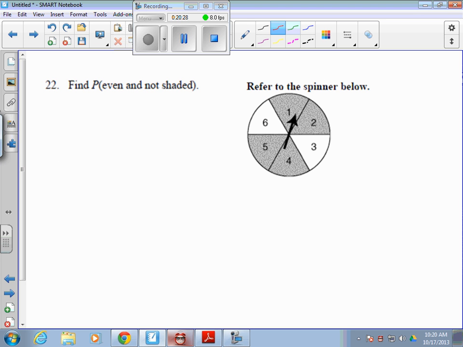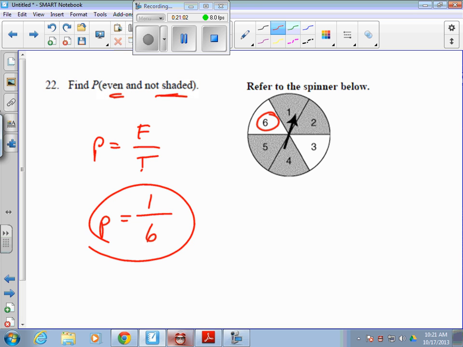And then the spinner was missing off of 22, so copy down the spinner. You don't have to be an artist to copy it down. Just copy it quick. It's the same spinner as last week. It says even and not shaded. Again, there are 6 total outcomes. Probability is still favorable over total. 6 total outcomes, and only one of them is even and not shaded. So 1 over the total 6. Just like number 21, it's 1 over 6.